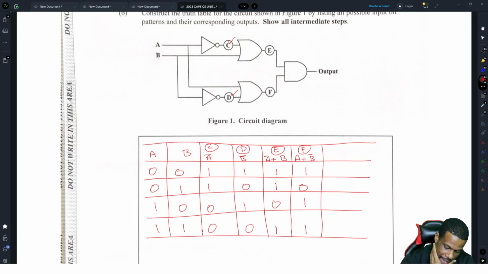Cool. And then the output will be AND of those two. So that is E and F, which is these two here. 1 and 1, 1. 1 and 0, 0. 0 and 1, 0. 1 and 1, 1. These are exclusive OR, XNOR. Yeah, I think these are XNOR.